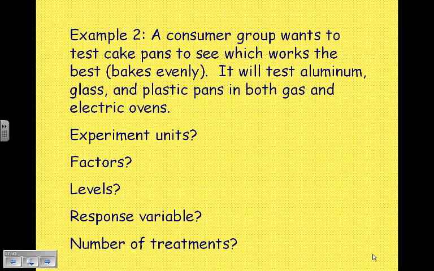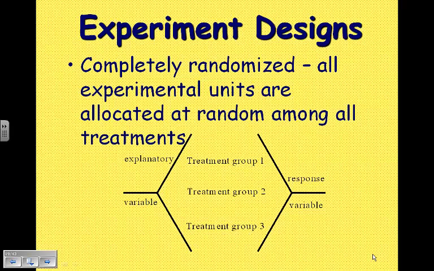Okay, so example 2. A consumer group wants to test cake pans to see which one works the best. It's going to test aluminum, glass. Experimental design. We're going to go through the different types of experimental designs now.